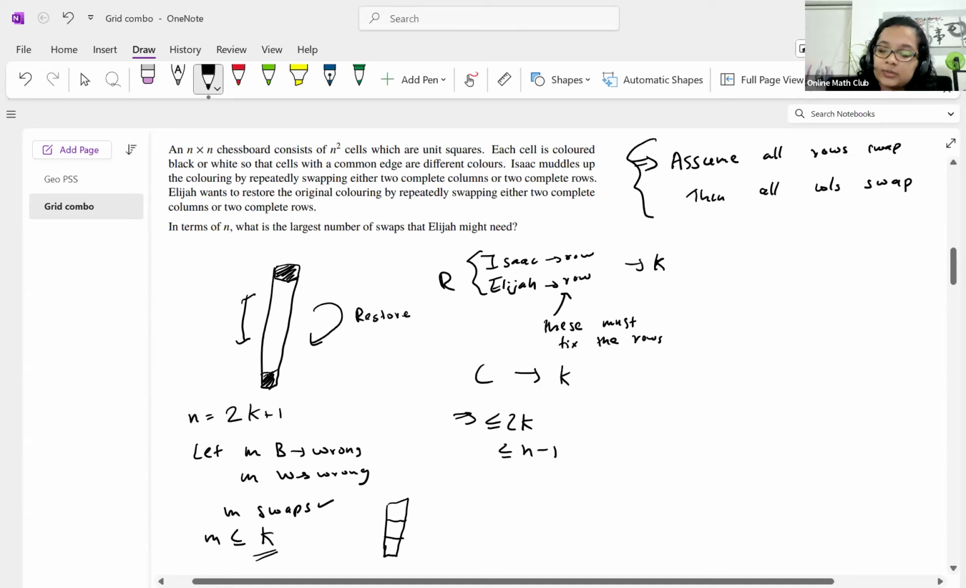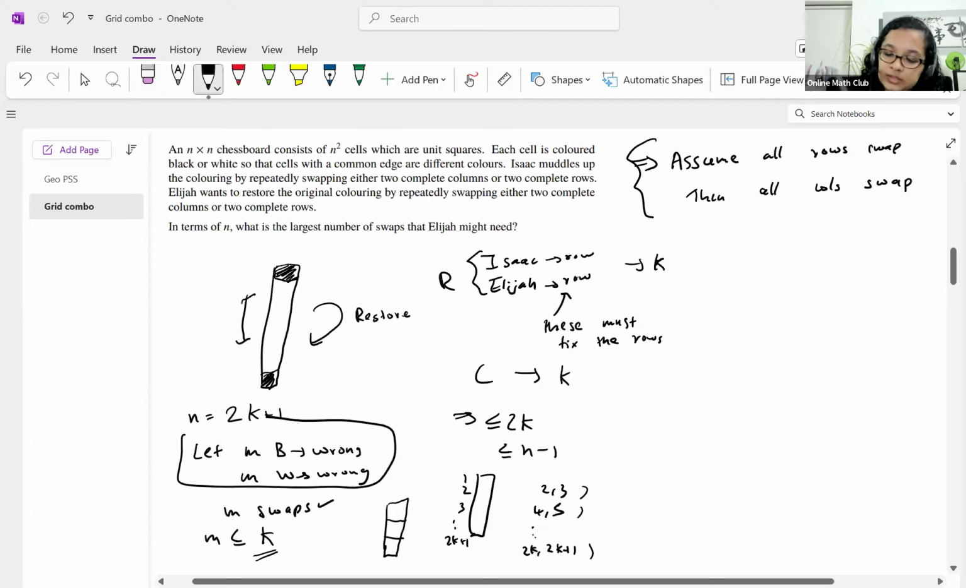So what Isaac can do is he can swap, like if you have a column and this is labeled 1, 2, and so on till 2k plus 1, he can just swap 2 comma 3, then 4 comma 5, and so on. And this will force Elijah to have to reverse all of these swaps because this will have exactly this equality case when m is equal to k. So the bound is exactly the equality case that we are getting. And so that will just force those many swaps. And same thing happens in the column case as well. So this is for odd.